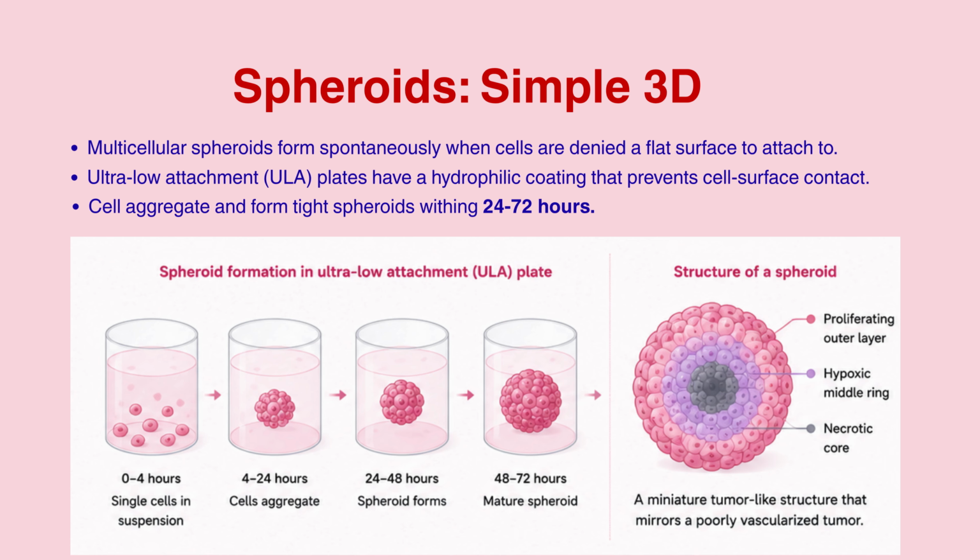The result? A miniature tumor-like structure with a proliferating outer layer, a hypoxic middle ring, and a necrotic core, exactly mirroring what happens in a poorly vascularized tumor.